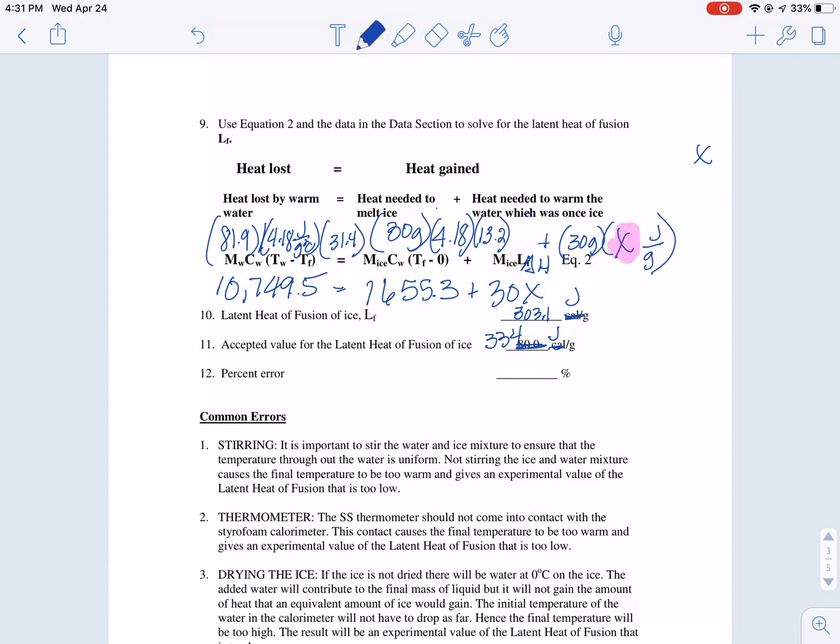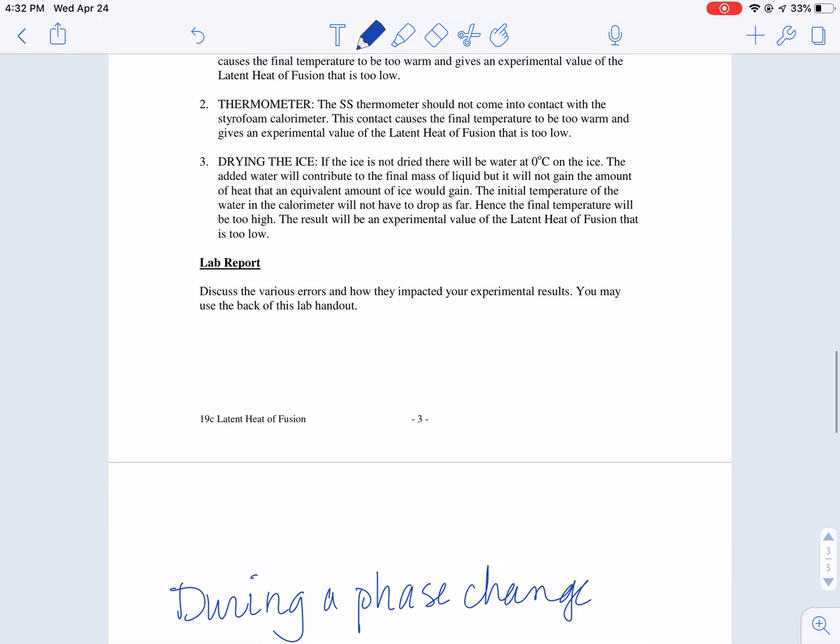Percent error is the actual value minus the experimental value, and divide the difference of those two by 334 times 100. So if I do that, I get an error of 9.2%. What kind of errors could have happened in this lab?